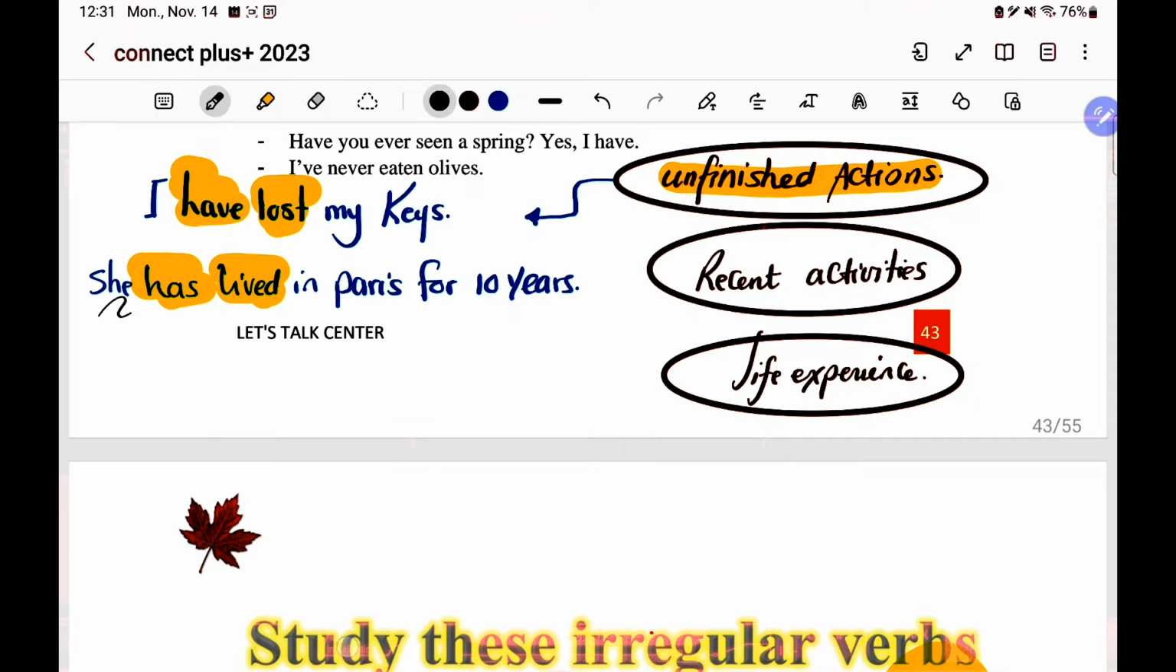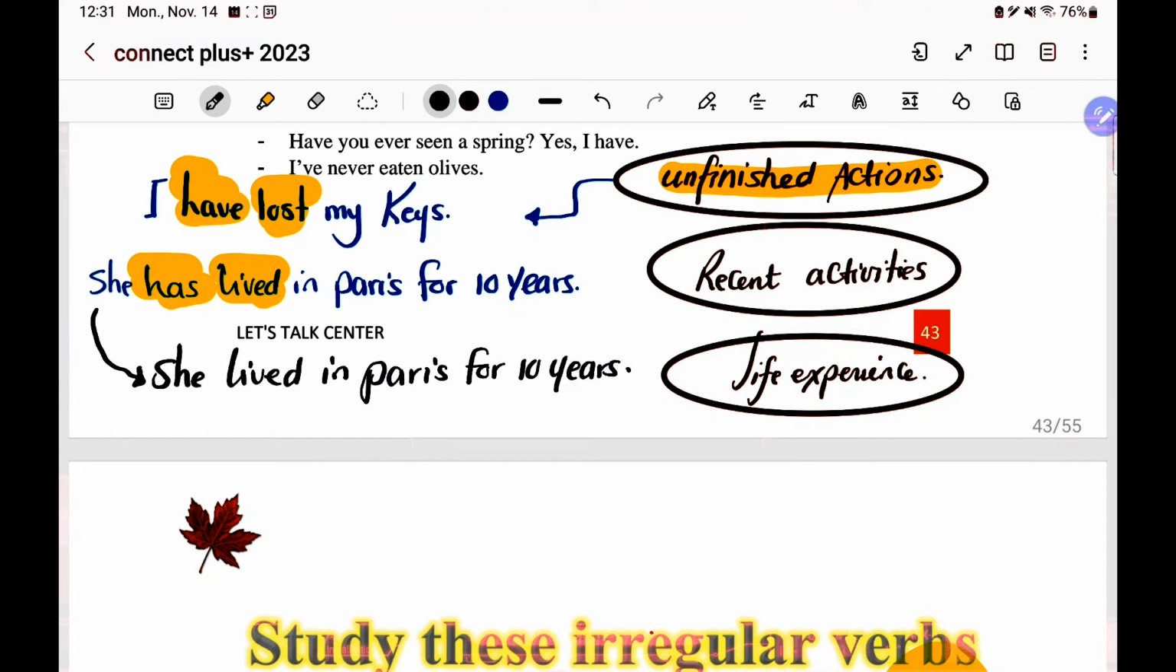افرض بقى أنا رحت واخد نفس الجملة دي ورحت قايل she lived in Paris for 10 years. That's a different story here. هنا ال present perfect tense has left اتحول عندي ل just lived اللي هو simple past tense الماضي البسيط. ده هنا بقى simple past tense.